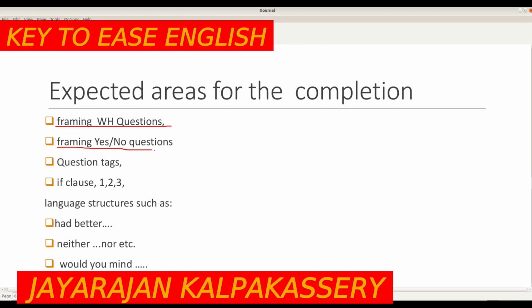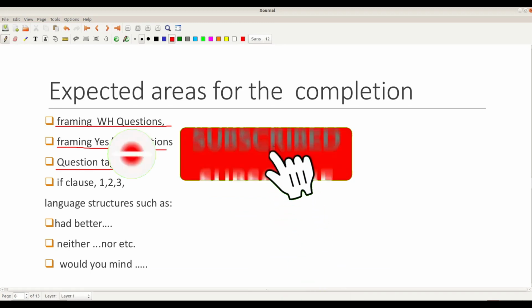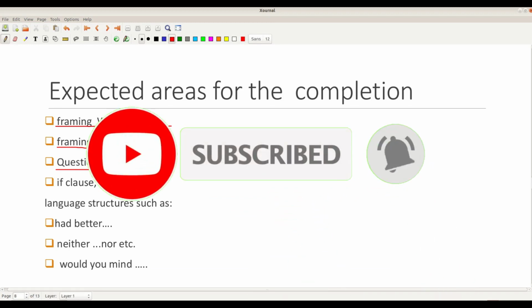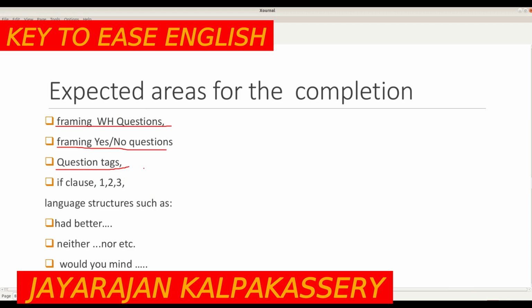And the next one is framing yes or no questions. So by this completion of conversation, the question setter is expecting whether the child has the ability to frame a WH question, whether the child has the capacity to frame a yes or no question. Next one is question tags. This you have been learning, I think from 8th standard onwards, you are familiar with question tags. No need of a class over here. Next one is if clause, conditionals 1, 2, 3.